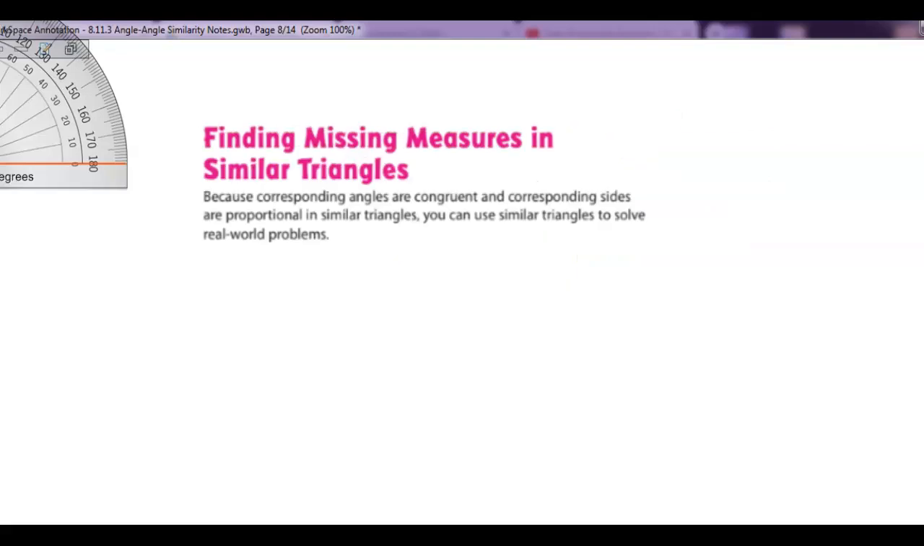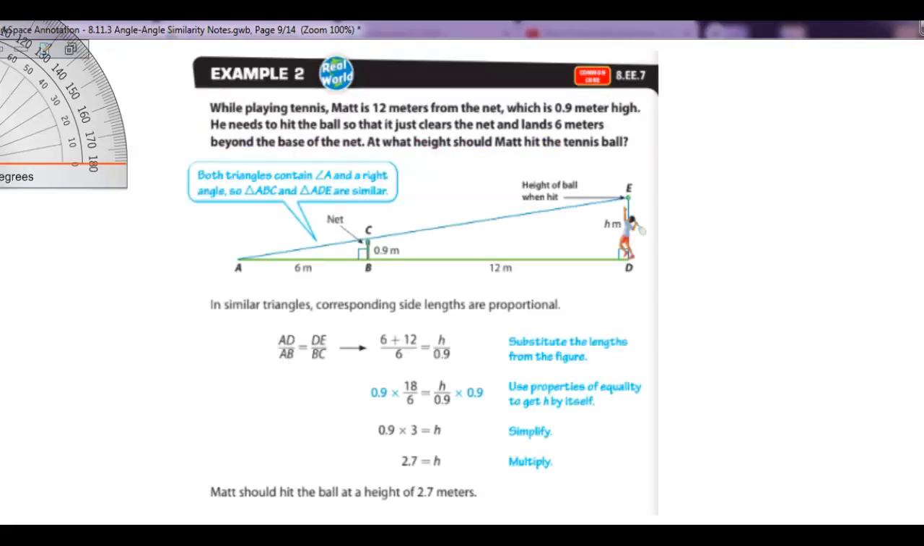Finding missing measures in similar triangles, we can use what we know to find our missing angles. When playing tennis, Matt is 12 meters from the net, which is 9/10 of a meter high. He needs to hit the ball so that it just clears the net and lands 6 meters beyond the base of the net. At what height should Matt hit the tennis ball to be able to hit that?